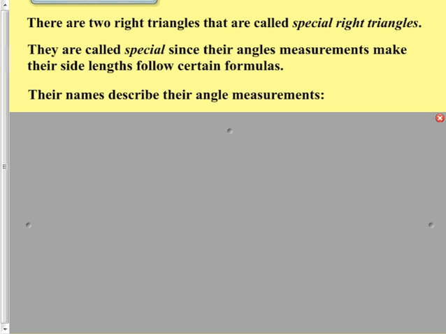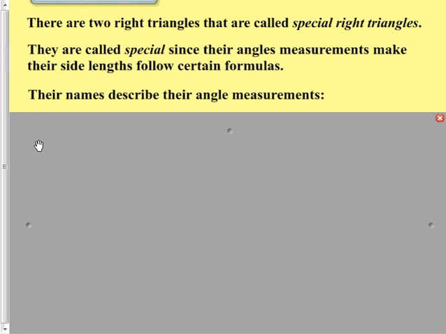Okay, now there are two right triangles that are referred to as the special right triangles. They're called special since their angle measurements and their side lengths follow certain formulas. Now, we've already seen formulas that control angle measurements based on side lengths and side lengths based on angle measurements, so there's nothing really special about that. But these are a little bit more special because you require actually less information than, say, the Pythagorean theorem would. So we'll be able to solve these triangles even when they do not have enough information for the Pythagorean theorem to work.